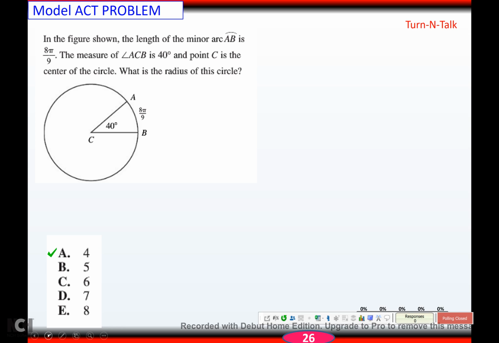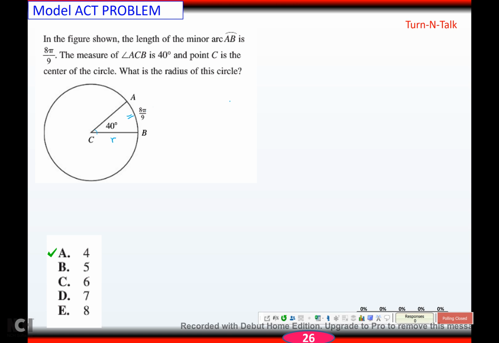Okay, so it says in the figure shown, the length of the minor arc AB is 8π/9. The measure of angle ACB is 40 degrees. Well, these have to be equal. When you cut a central angle in a circle, its arc is the same measure as the central angle. So 40 degrees has to be equal to 8π/9. But what they want me to do is figure out the radius of the circle.